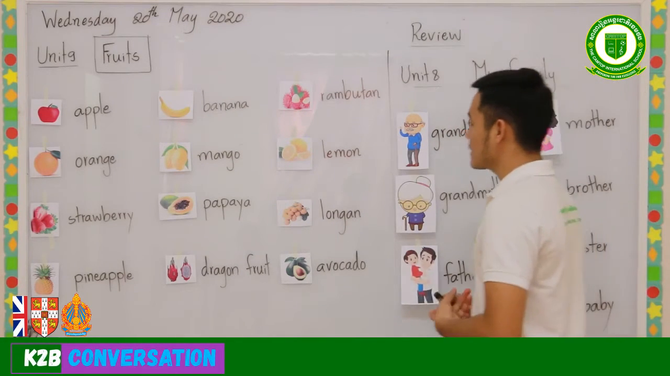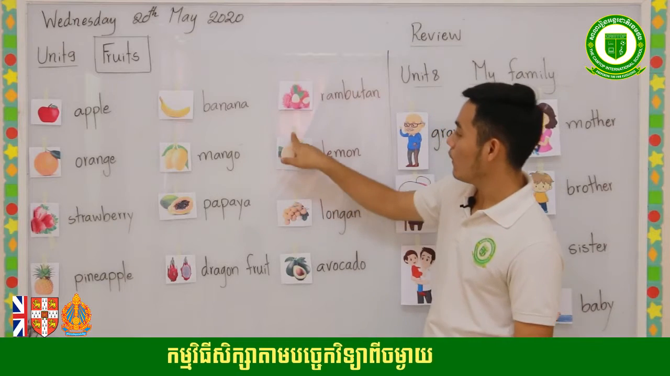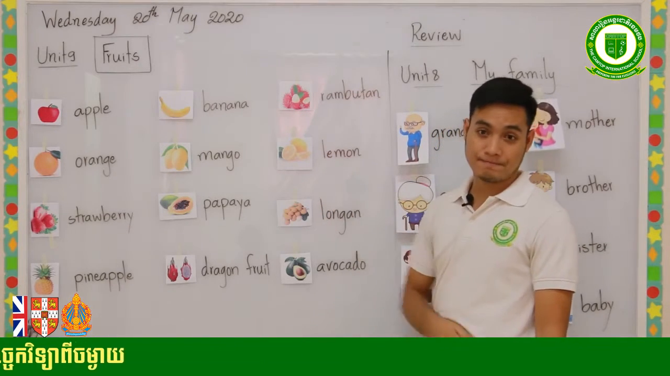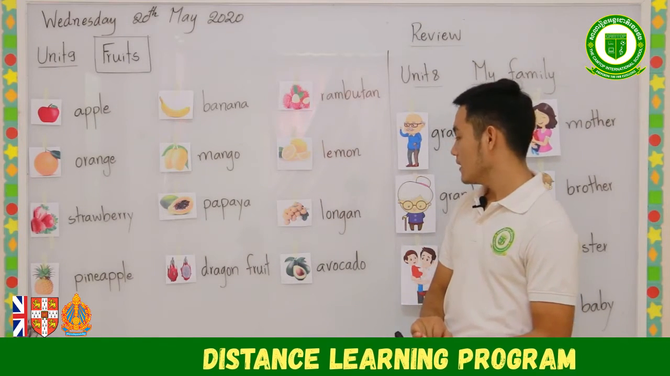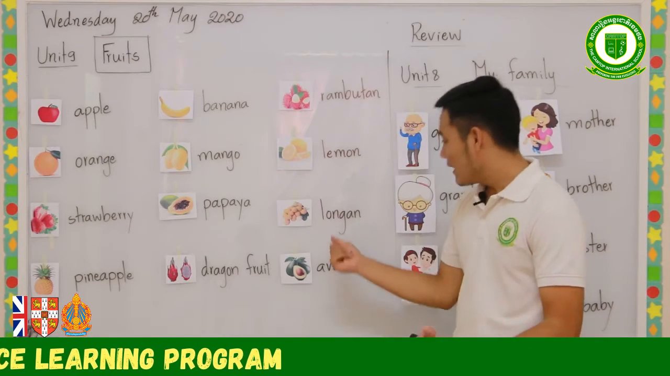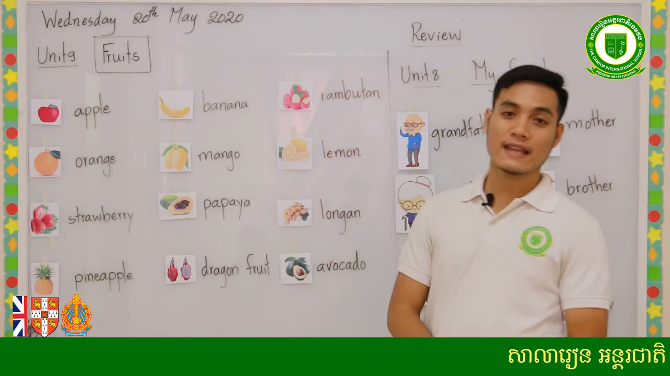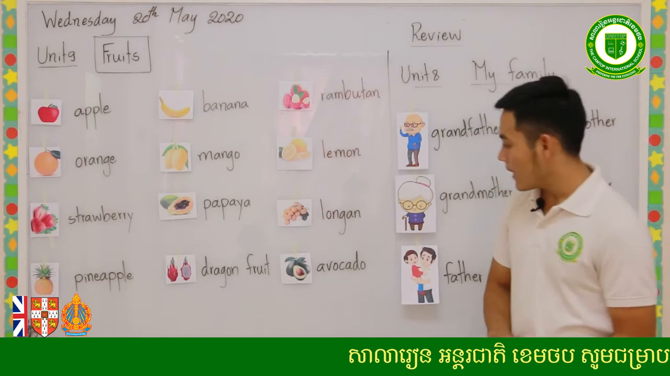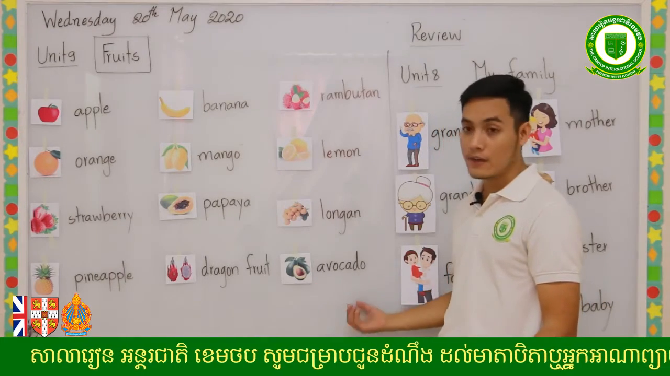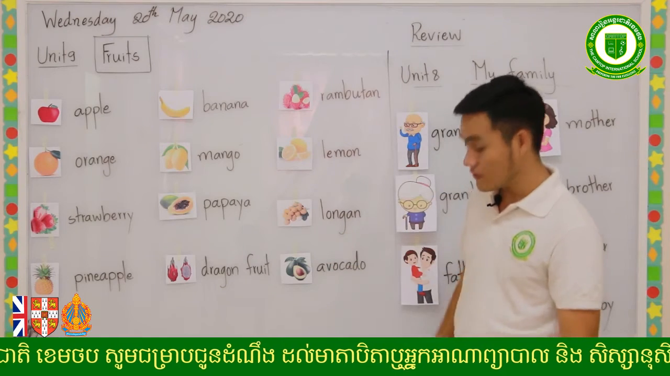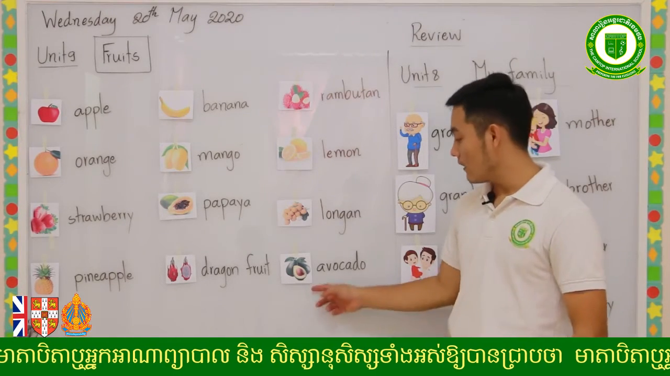Rambutan. And the next one is here, it's similar to orange, right? But this one we call lemon. Okay, good, together, lemon. The next one is longan. Okay, go together, longan. And the last one of the fruits is avocado. Read together, avocado.